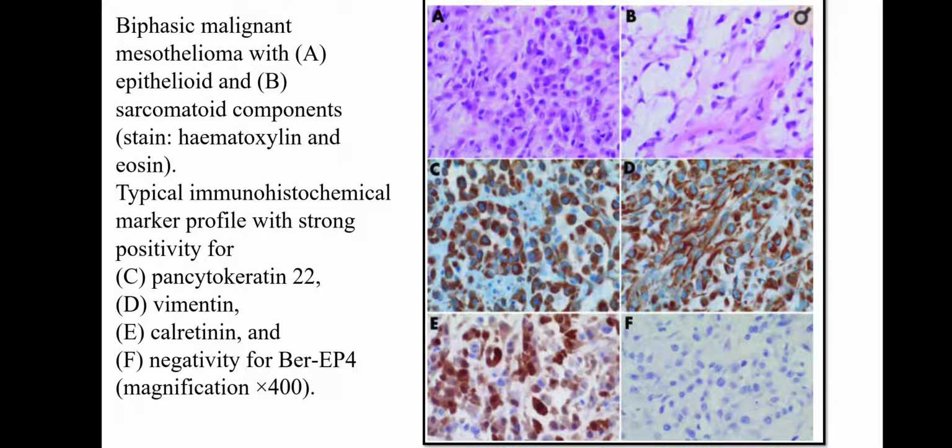This is the photograph in which A shows the epithelioid component and B is the sarcomatoid component with spindle cells. Immunohistochemistry shows CD, C strongly positive for cytokeratin, D for vimentin, E is calretinin positive, and F shows negativity for BER-EP4.